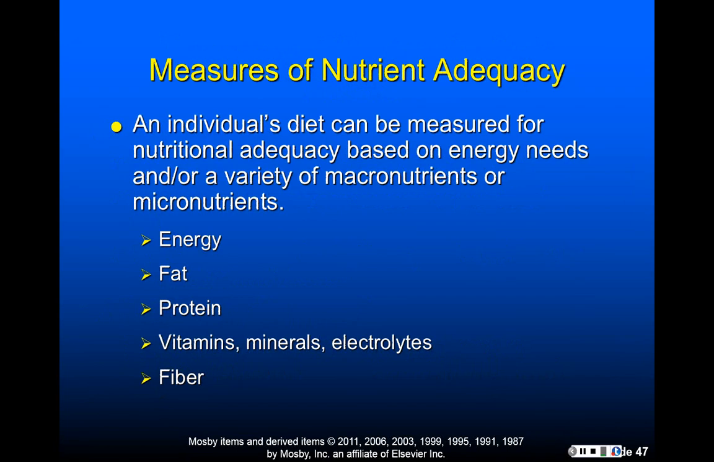I'd like for you to review tables 6-3, 6-5, and 6-6 in your textbook to review functions, metabolism, utilization, deficiency and toxicity signs and symptoms, and food sources of fat and water-soluble vitamins and minerals, and the clinical findings associated with nutrient deficiencies.